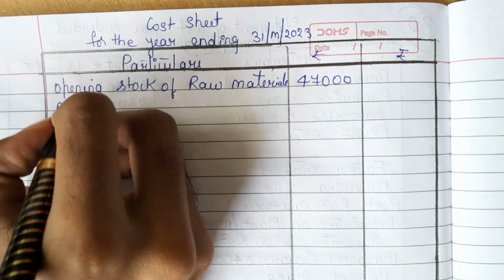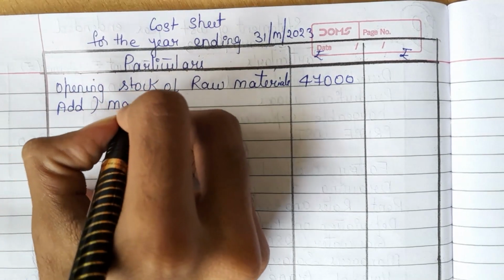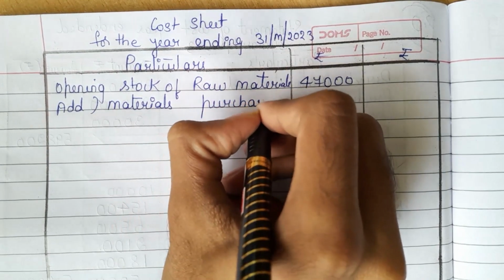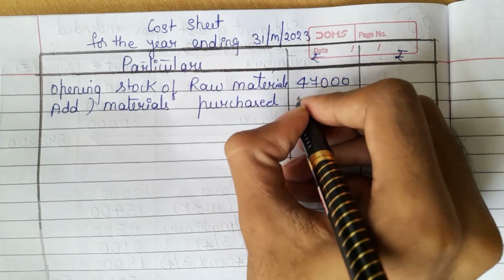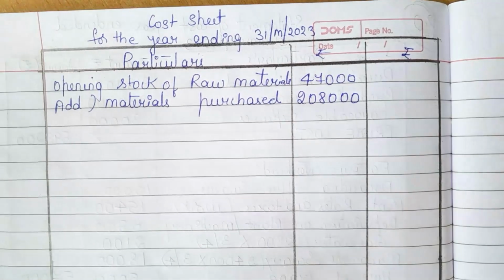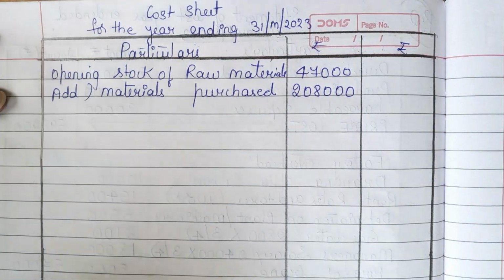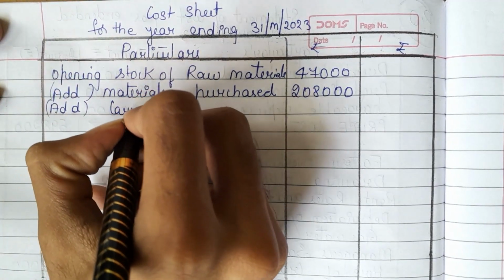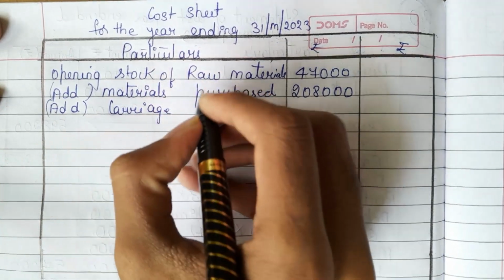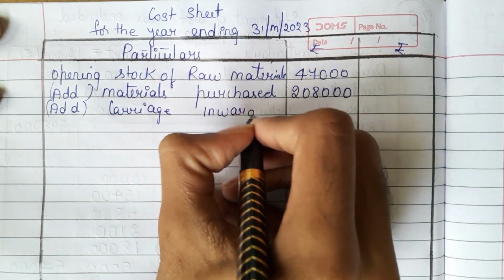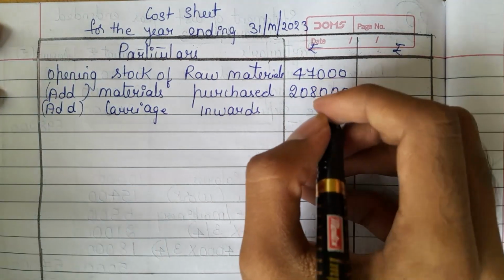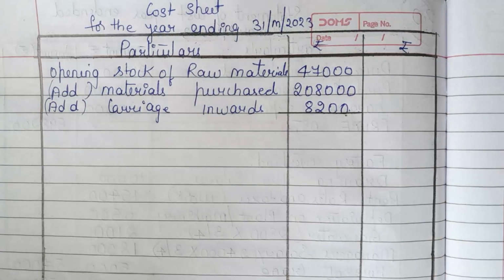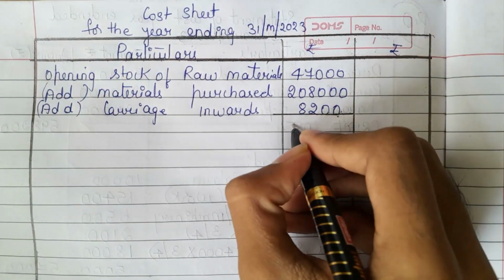Next, we need to add materials purchased. How much is the materials purchased? It is 2,08,000. Now you need to add carriage inward. To bring the raw materials from the shop to your factory, you will take a tempo. The charges for that are known as carriage inwards. How much is it? 8,200.